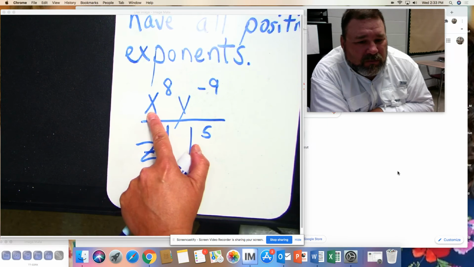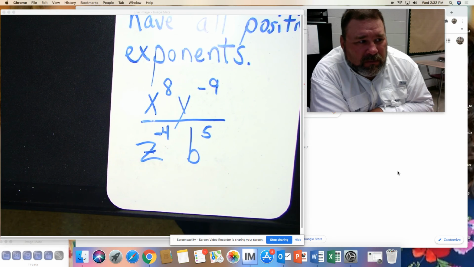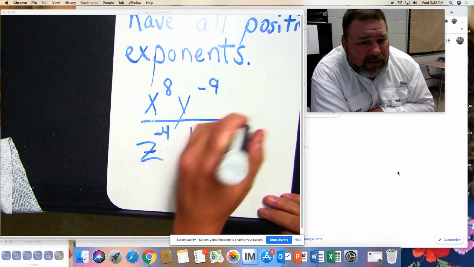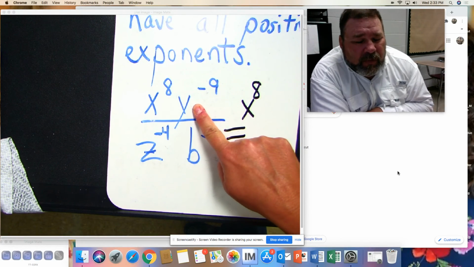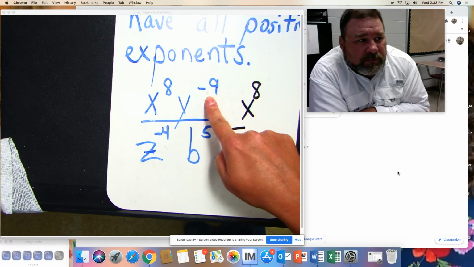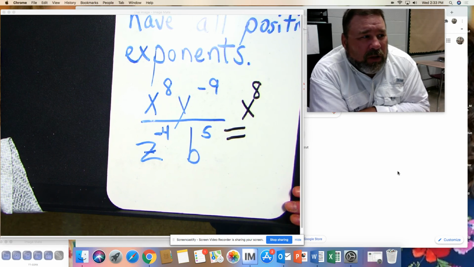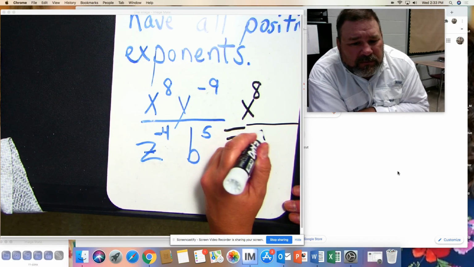X is a person. He has a positive exponent. Does he like where he lives? Yes. He's positive, so he's going to stay on top. Now I have a person called Y that's raised to the -9 exponent. Does he like where he lives? They don't like where they live, and the only way to make them happy is to move them downstairs. Okay, so this is going to become Y to the 9th.